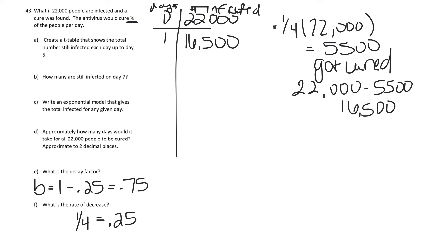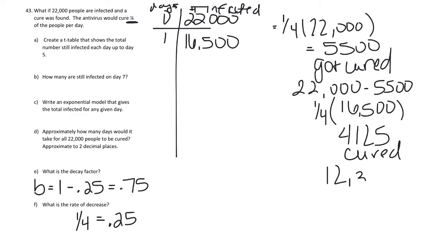And then we would do that process again, times 1/4, and then subtract, that's 4,125. Again, this is how many are cured. So we have to take 16,500 minus 4,125, and that's 12,375 on day 2.